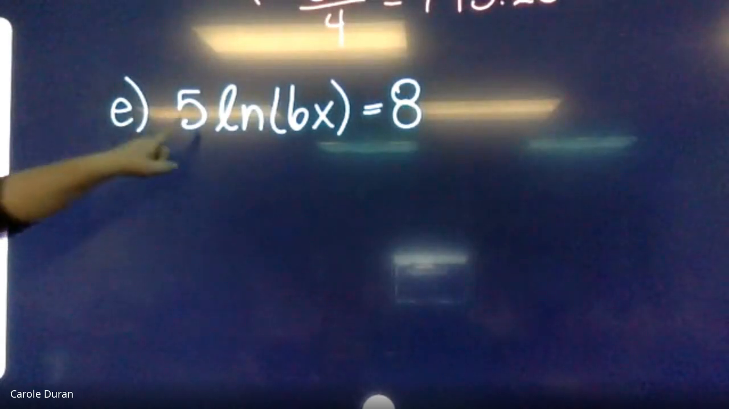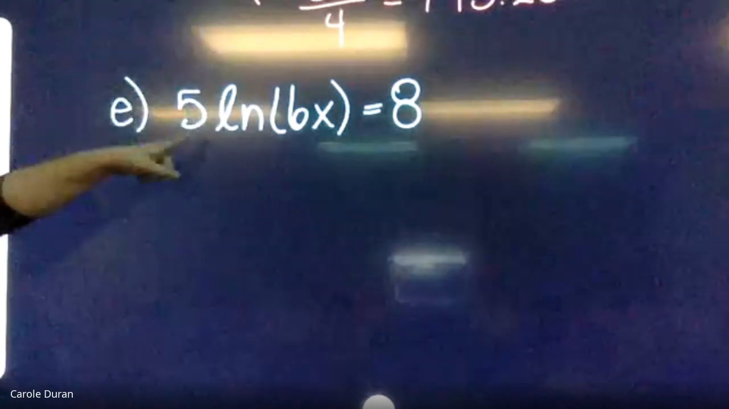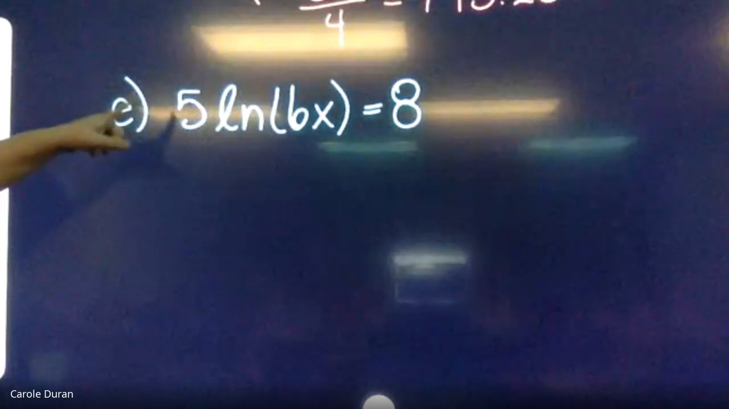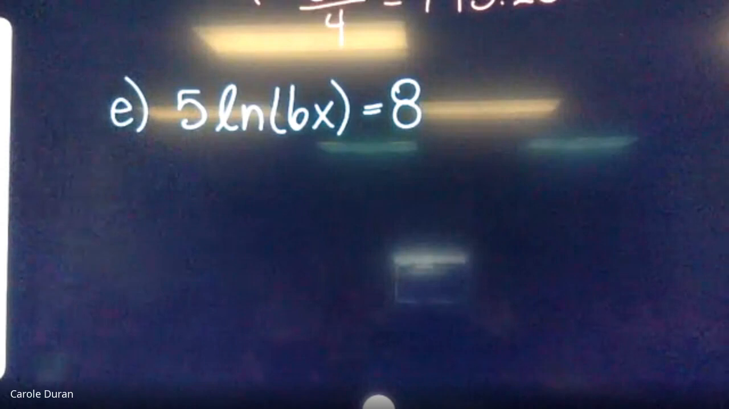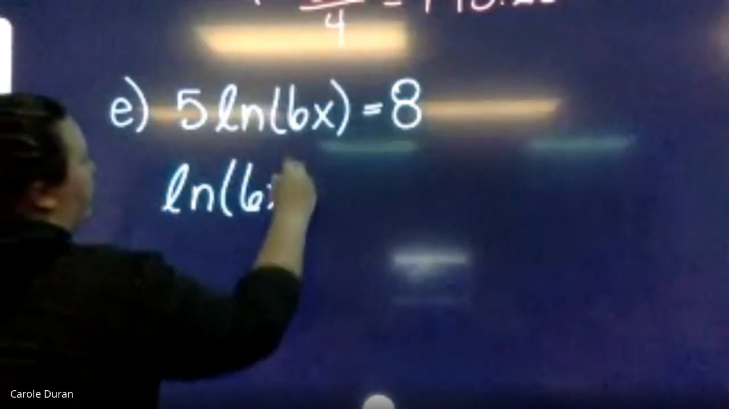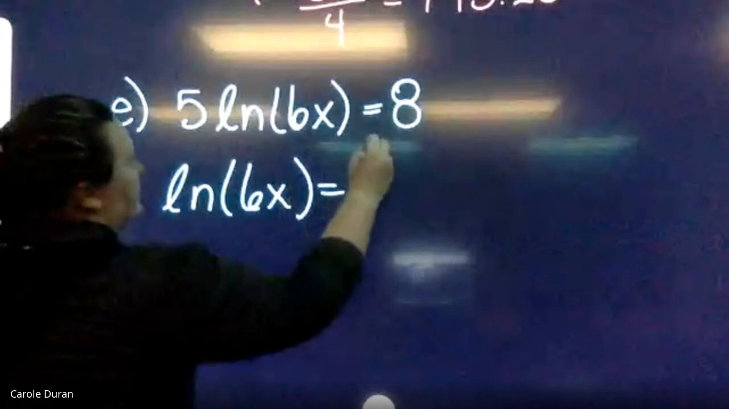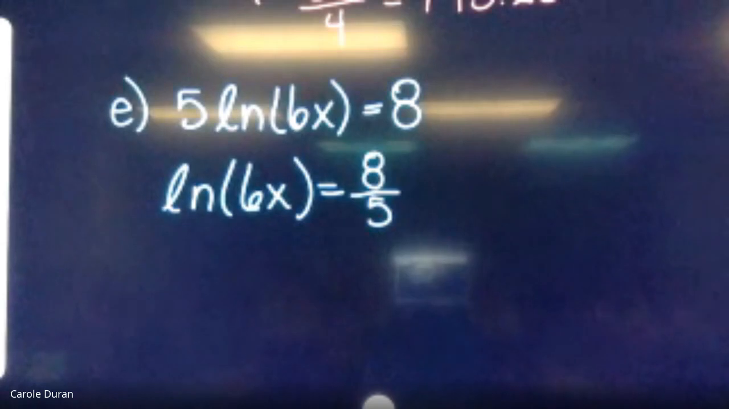I can't minus it because there's no addition happening here, but it's 5 times. So what's the opposite of multiplication? Division. So we're gonna divide that 5 out of both sides. When I do, I get the natural log of 6x equals 8 over 5. If you wanted to turn that into 1.6, I think it's 1.6. Yeah, you can. I don't prefer that though. I prefer you leave it as the fraction for now, but I'll take what I can get.